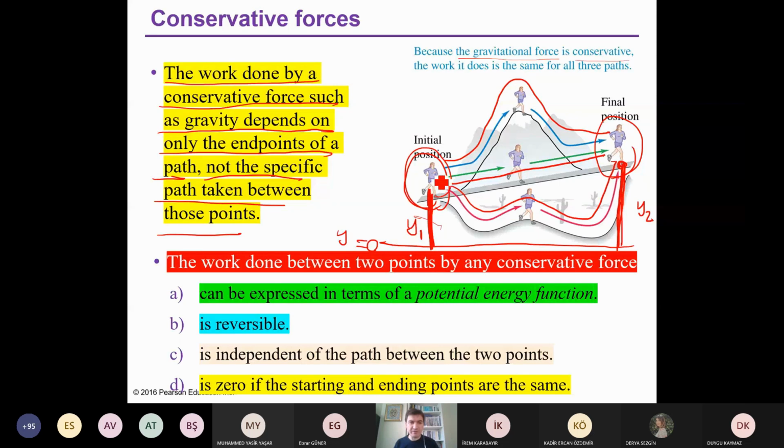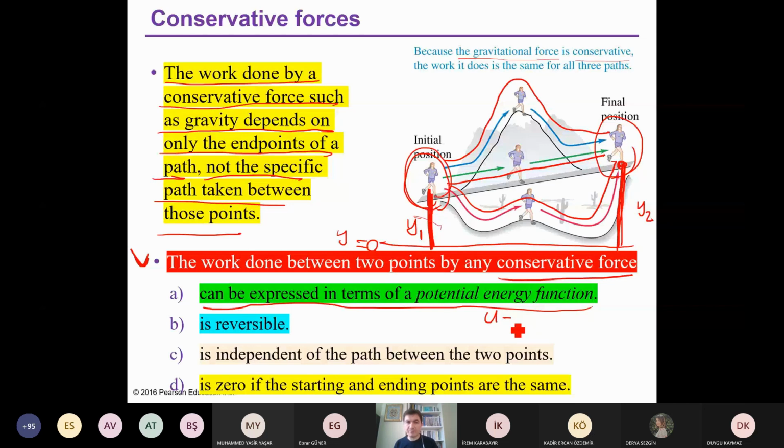Please be careful with these ones. The work done between 2 points by any conservative force, it can be spring force, it can be gravity, okay, we are talking about conservative forces, can be expressed in terms of a potential energy function. Remember the potential energy due to gravity, mgy.